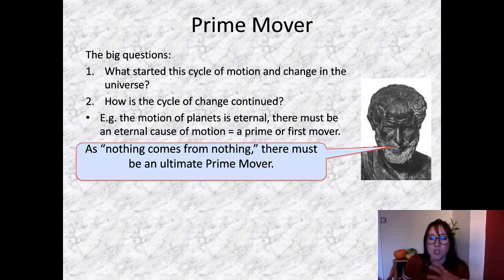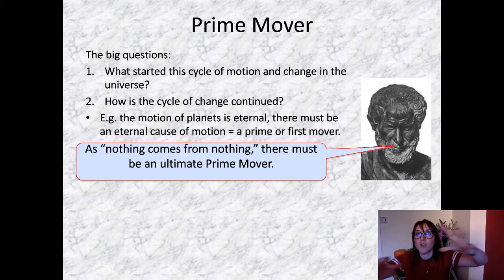So, for example, the rotation of the planets is eternal. The planets are constantly moving, shifting, etc. in the solar system. So how does that happen? How has that motion started and how is it sustained?